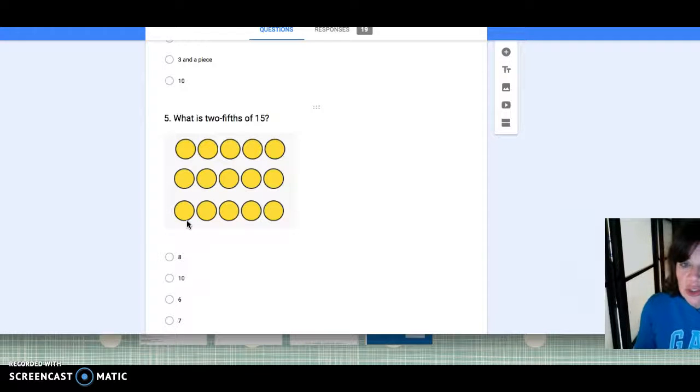Tomorrow, we're going to go into groups to go through different activities to help us understand certain questions that we got wrong.